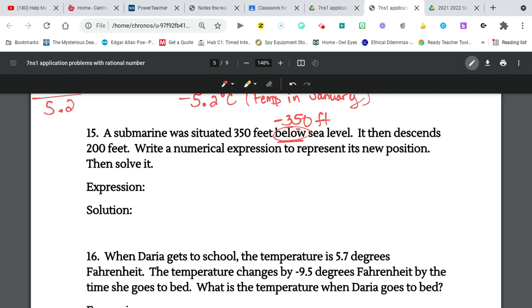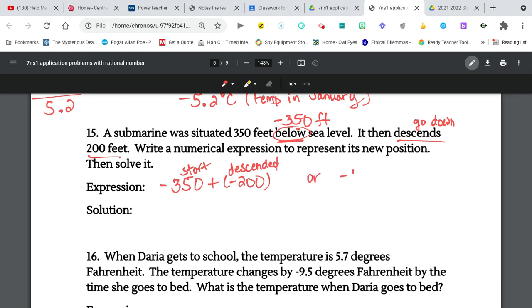Okay, and what happens? Then it descends 200 feet. Well, to descend means to go down, guys. Okay? So we want to write a numerical expression to represent its new position. So what I'm going to do is put where it started at negative 350. Negative 350 feet, and then it descended 200. So if it descended 200, I can add negative 200. Okay, this shows me where I start, and this shows me that I descended, guys.